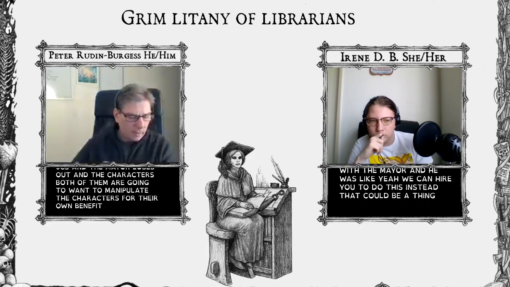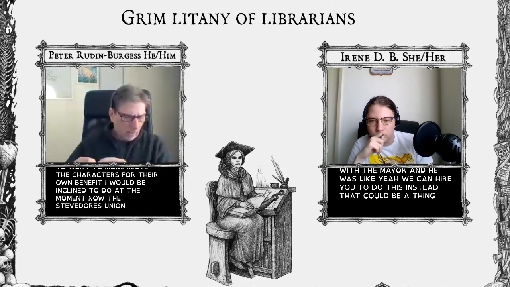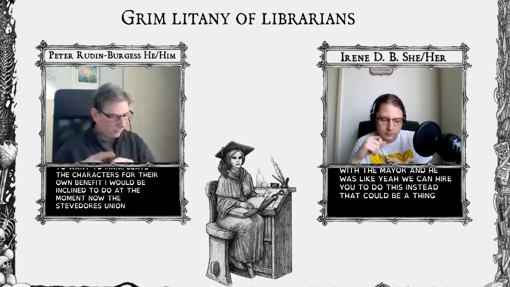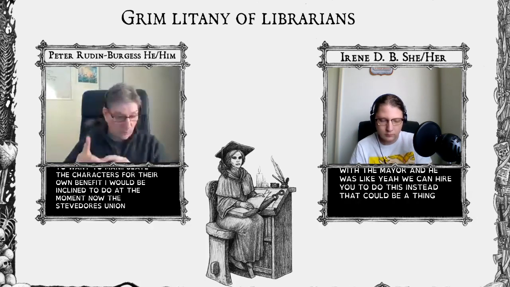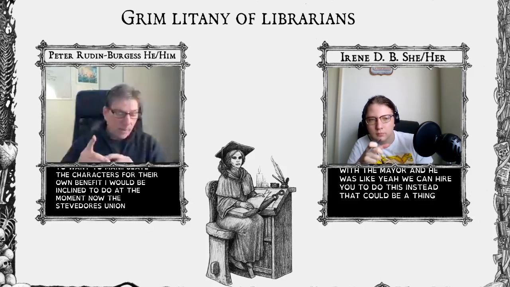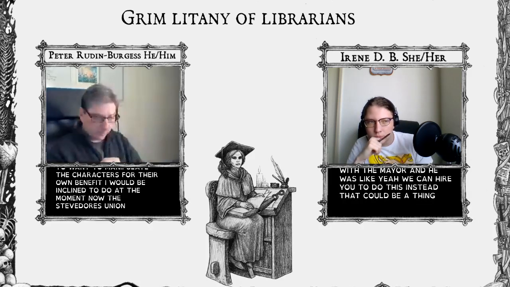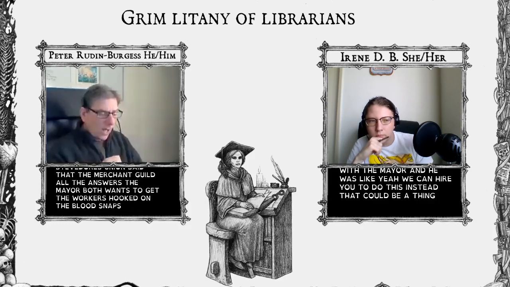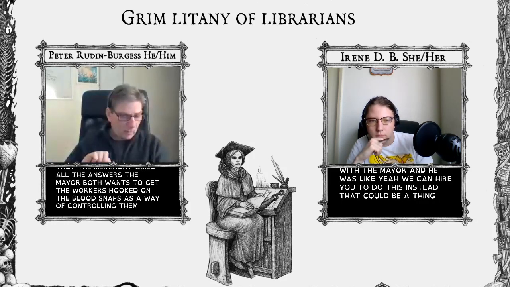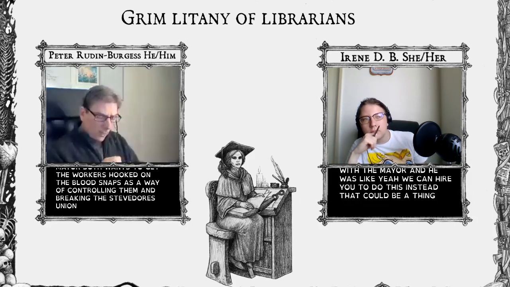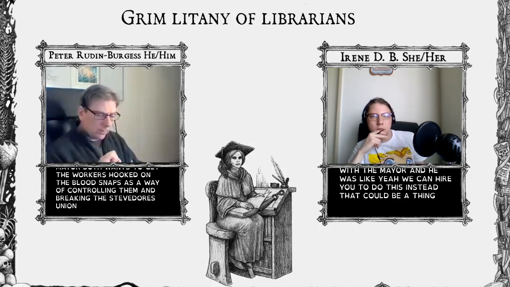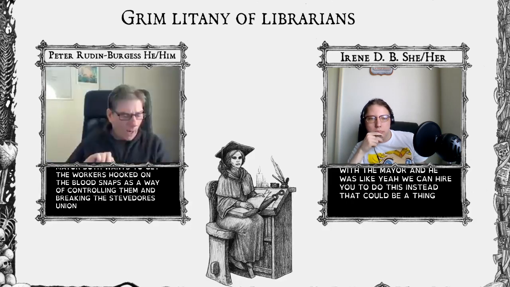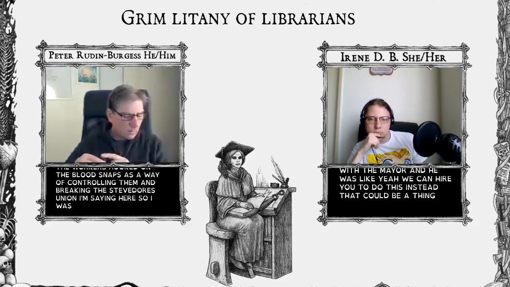Now, the Stevedores Union. I would have said that the Merchants Guild and the mayor both want to get the workers hooked on the blood schnapps as a way of controlling them. And so it's a way of breaking the Stevedores Union. That's what I'm seeing here.